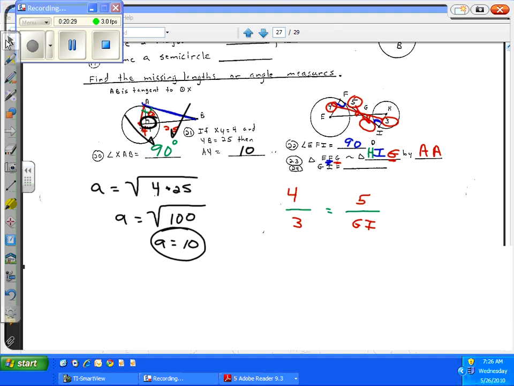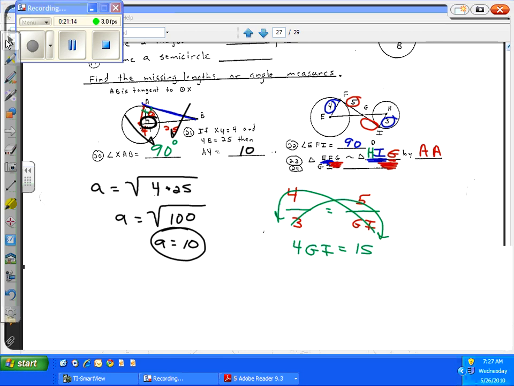You may say, well, how did you know that the 4 went with the 3 and the 5 went with the GI? Well, if we just look at how they're named similar, EF, first two letters, goes to HI, first two letters. So there's your 4 and 3. We're looking for GI, that's the last two letters. So we would go with the last two letters, FG. So IG goes to FG. So 4 is to 3 as 5 is to IG.